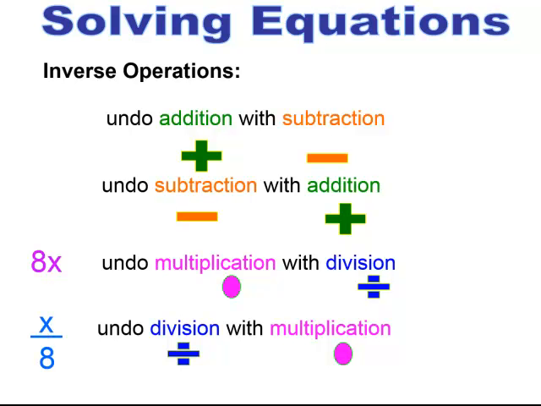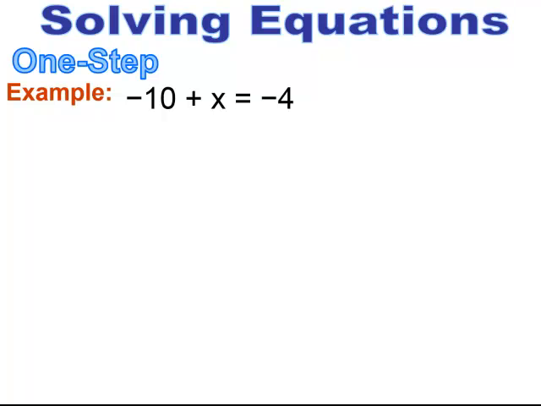And the way that we see division in algebra is with the bar over a variable over a number. And that bar means that we're dividing. 8's being divided into x. So the inverse operation in this case would be multiplication. So when you see the bar, it represents division. So we're going to start with examples of one-step equations.